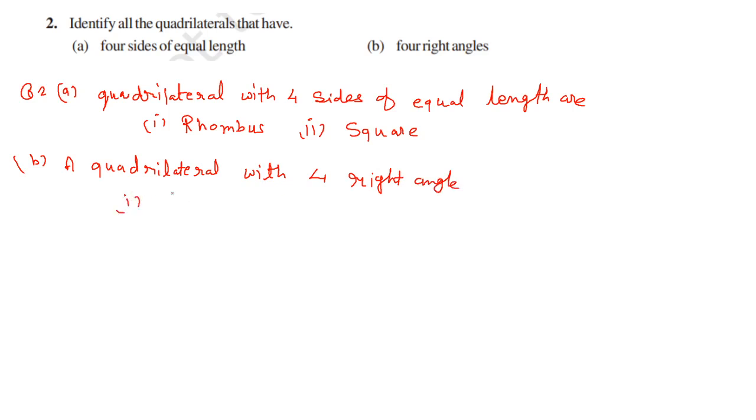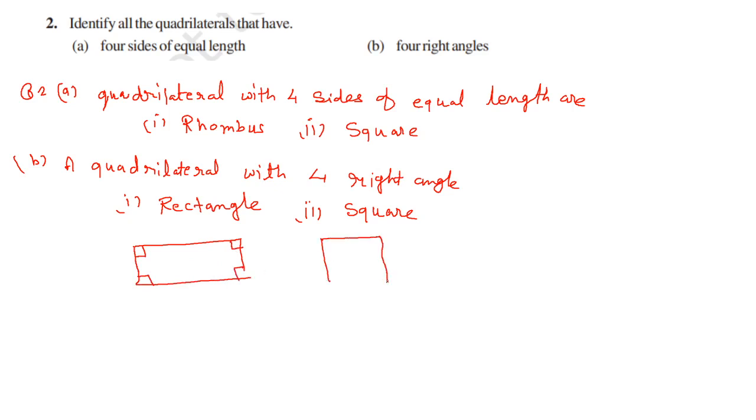First one is rectangle. Rectangle has four right angles. And second one is a square. It has also four right angles. With the help of the diagram, you can understand this. Rectangle has four right angles, and square also has four right angles. So these are the quadrilaterals with four right angles.